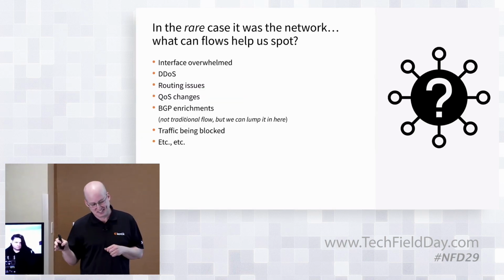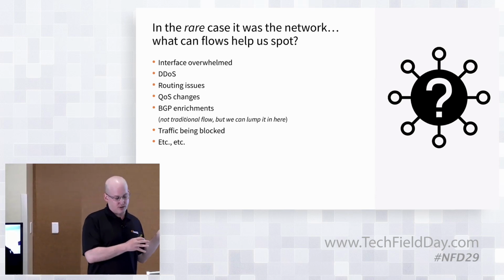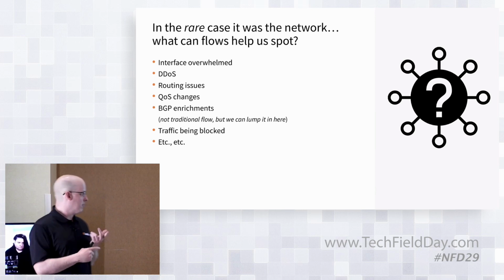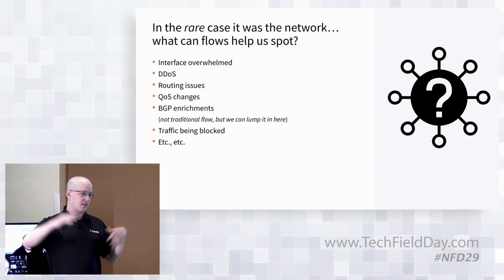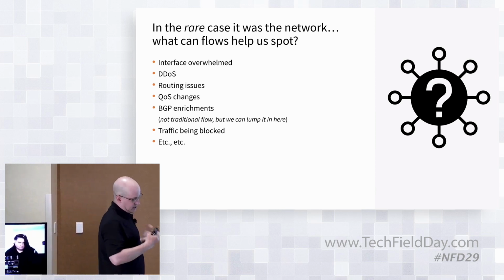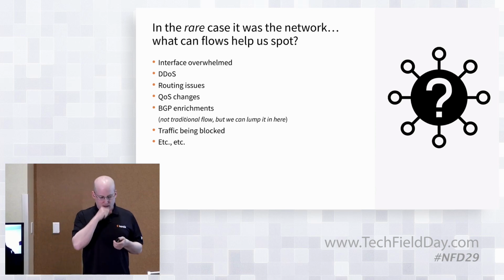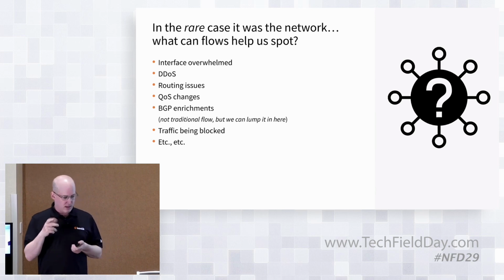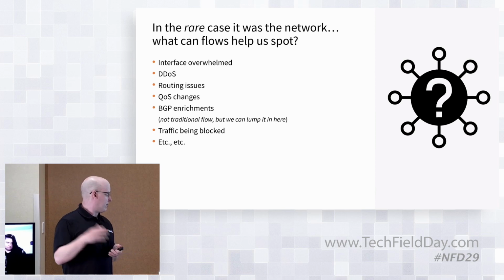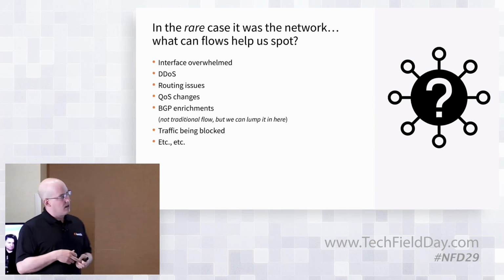So in the rare case that it actually was the network, given our little refresher on flow data, what can it help us spot? Well, we can see if an interface is maxed out. We could spot something like a DDoS, because I'm going to have a bunch of IP addresses coming inbound to a router, and I can see that volumetrically. I could potentially see routing issues if I'm looking at all of the hops in a path and I see things changing around. You'll typically get QoS or TOS in flow data, so I can see QoS changes. And then BGP enrichments like Justin was talking about. It's not really in Netflow, but because we're talking about Kentik, we'll include it here.